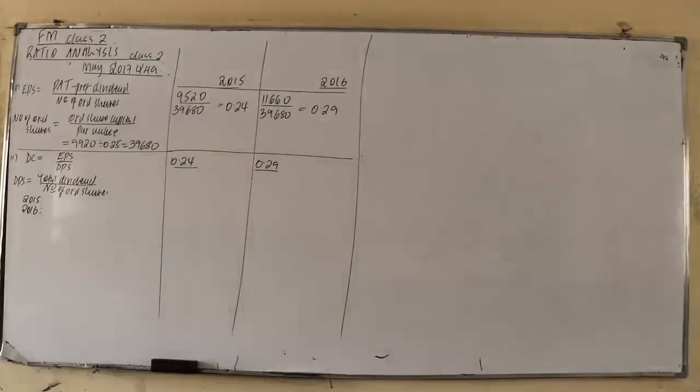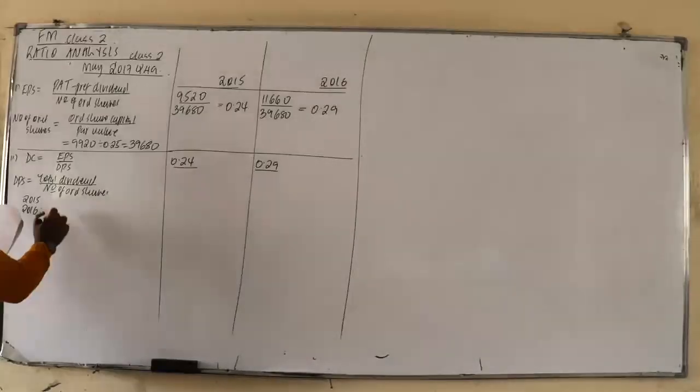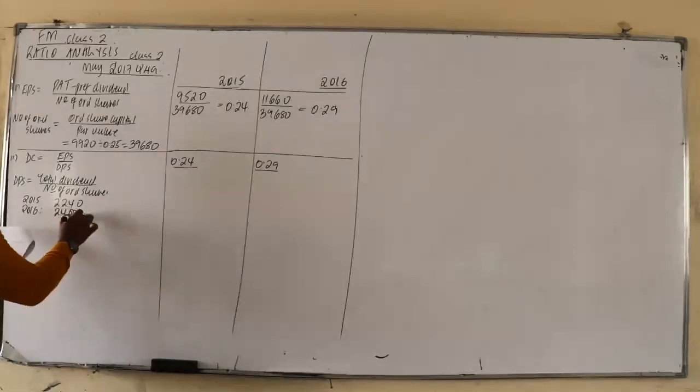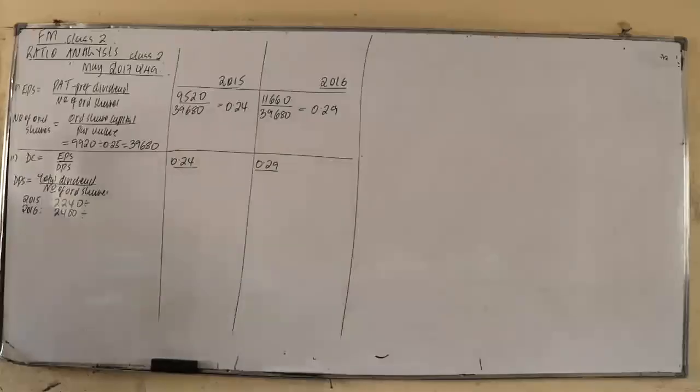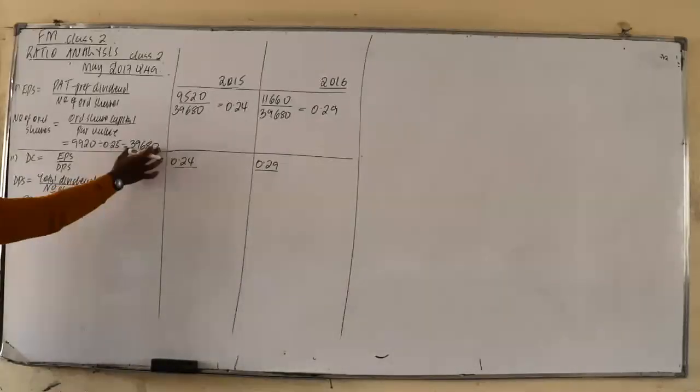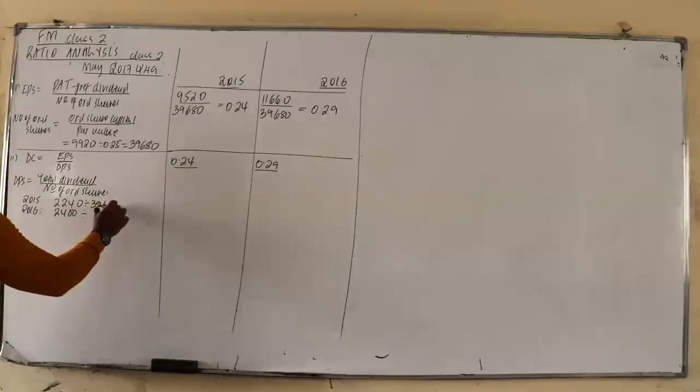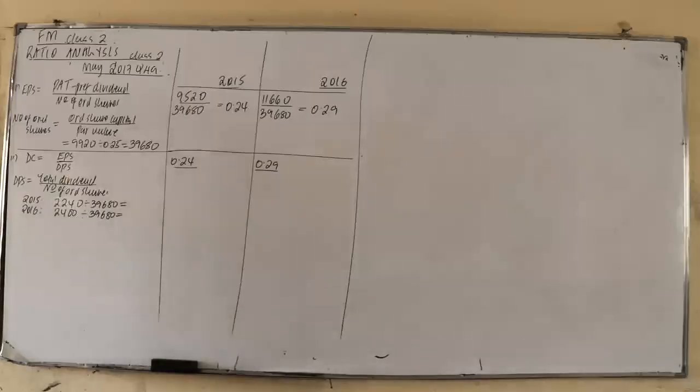Now let's go to the next note. Under note number 2, we have the dividend paid during the year. So in 2015, they paid a dividend of 22.40, and then in 2016, they paid a dividend of 24. Then you divide by the number of ordinary shares. You already have the number of shares, each year about 9680. Moving to two decimal places, we get 0.0706.